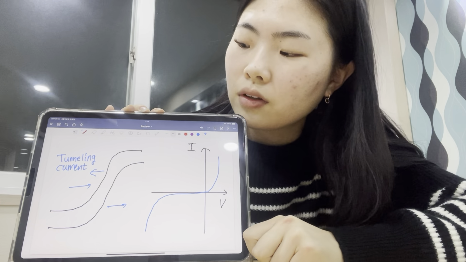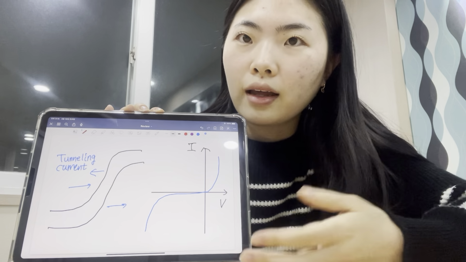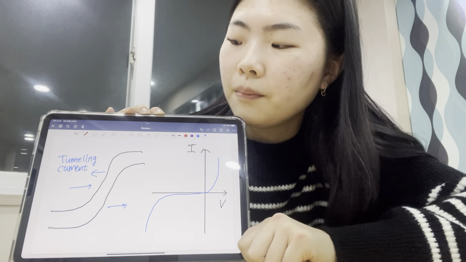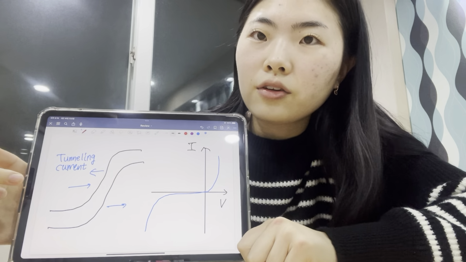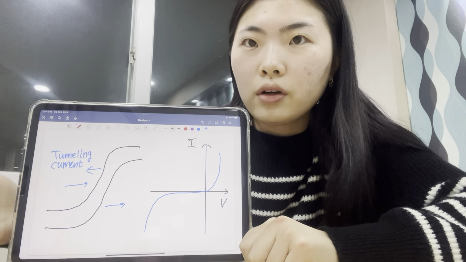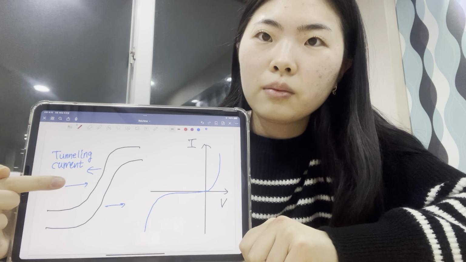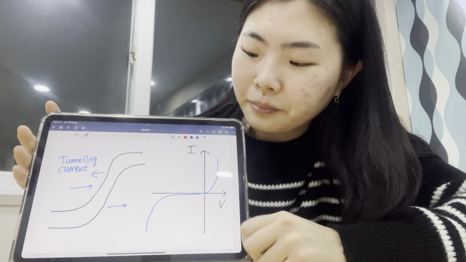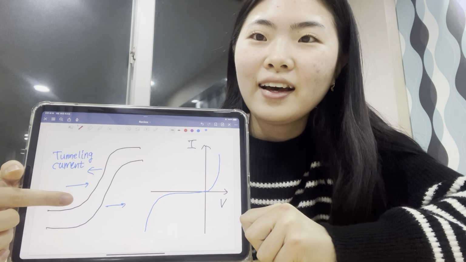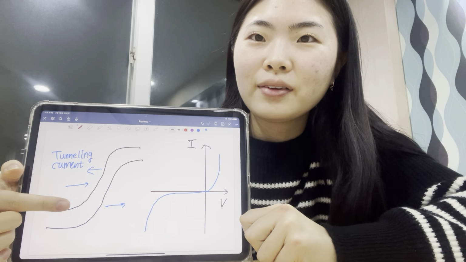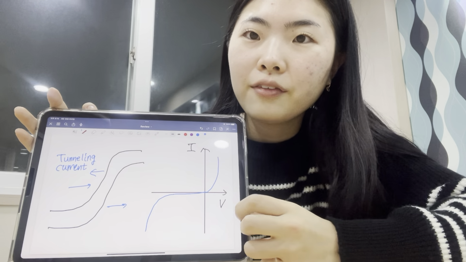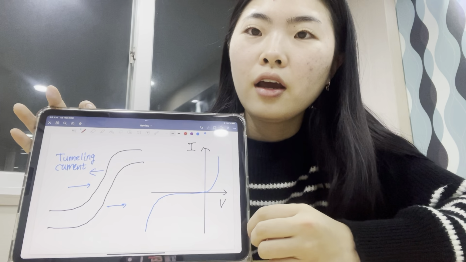tunneling current. After the electron tunnels to the other side, when the electron moves to the other side, that makes current. So we call it tunneling current. Yes, so this is a simple graph of tunneling current, and this is the IV curve of that tunneling current.